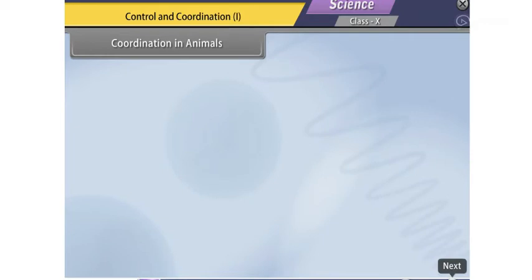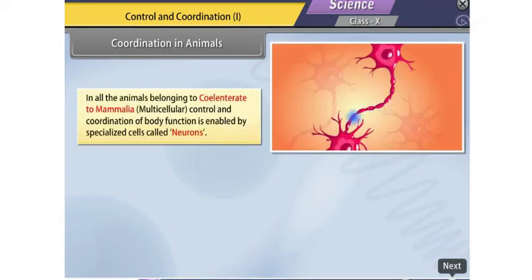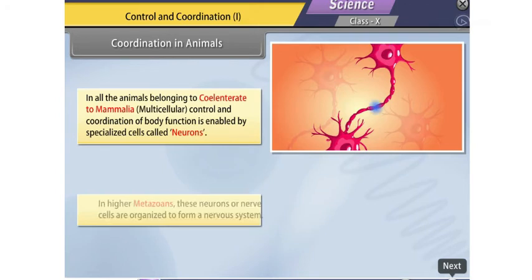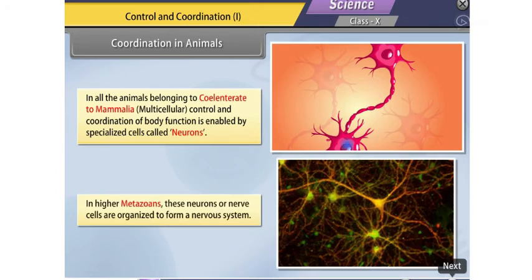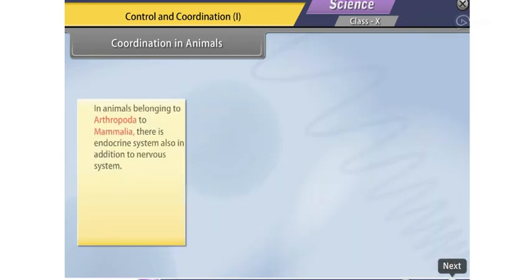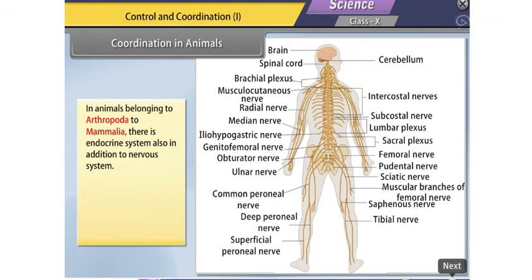Coordination in animals. In all the animals belonging to coelenterates to mammalia, multicellular control and coordination of body function is enabled by specialized cells called neurons. In higher metazoans, these neurons or nerve cells are organized to form a nervous system. In animals belonging to Arthropoda to mammalia, there is an endocrine system also in addition to the nervous system. The nervous and endocrine systems are collectively called the neuroendocrine system.